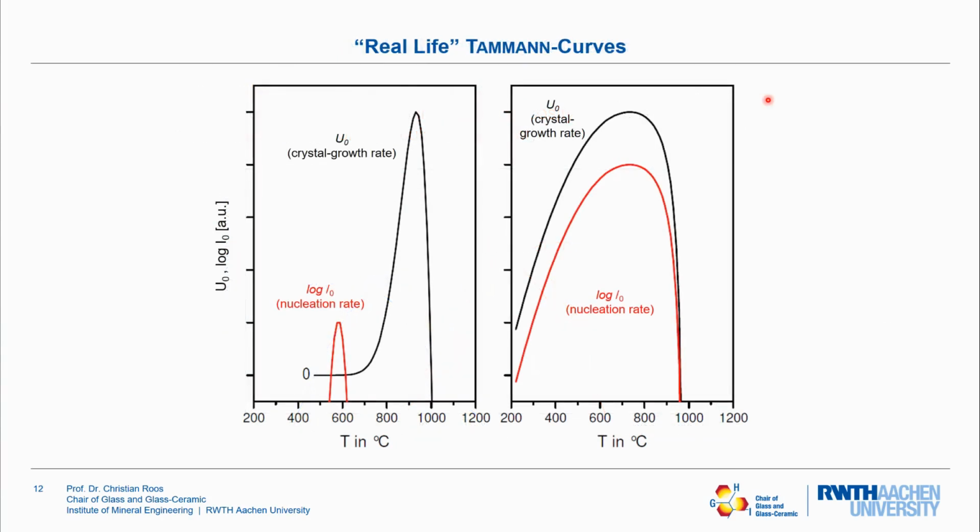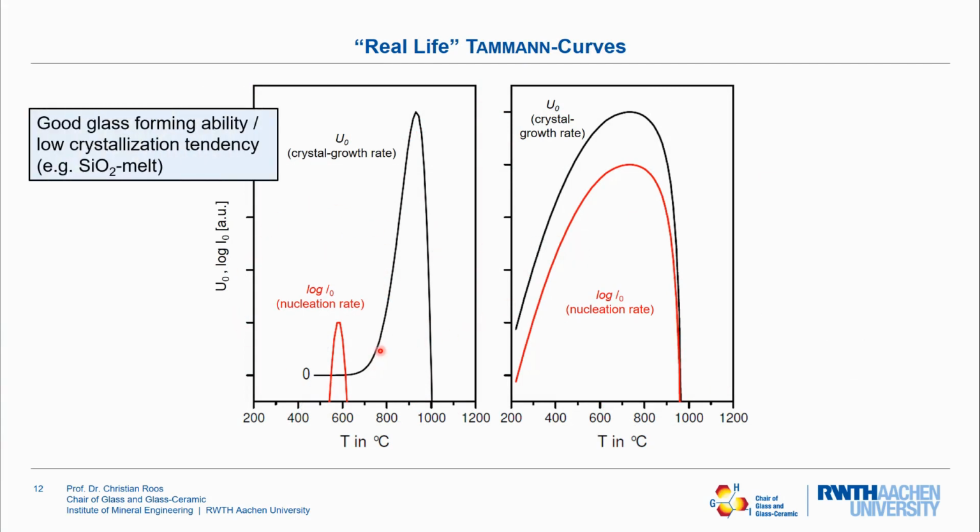Real-life Tammann curves can look like these two examples here. On the left side, we have an example of a good glass-forming melt because the crystallization rate and nucleation rate are completely separated from each other. So there is no chance that crystallization and nucleation can take place in parallel.